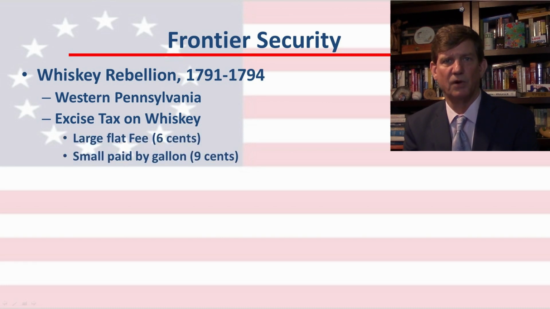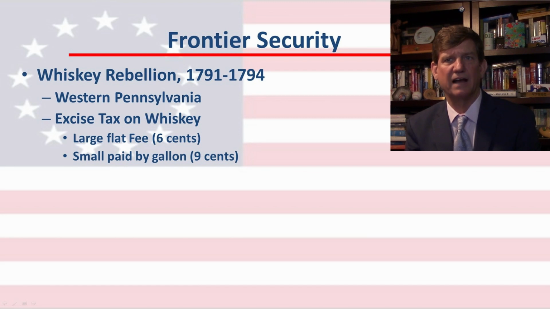Just like the English Parliament, the early republic needed to raise taxes to pay for the expense of the frontier. It cost money to keep the frontier safe. It cost money to maintain freedom of the seas. And so the United States government put a tax on whiskey.